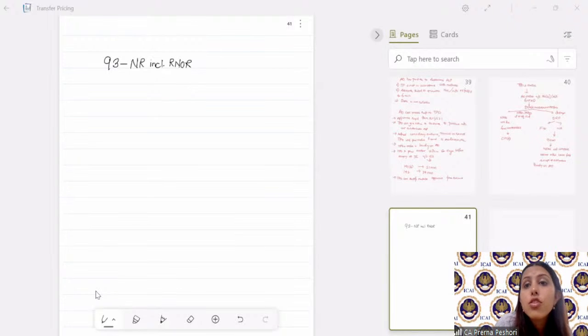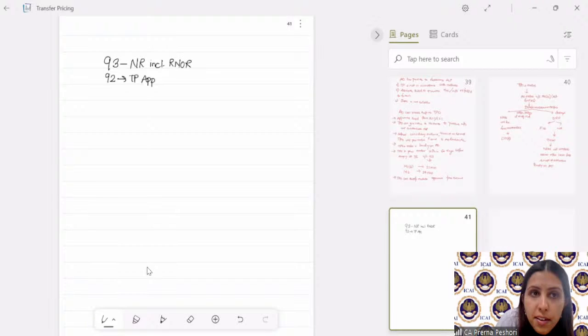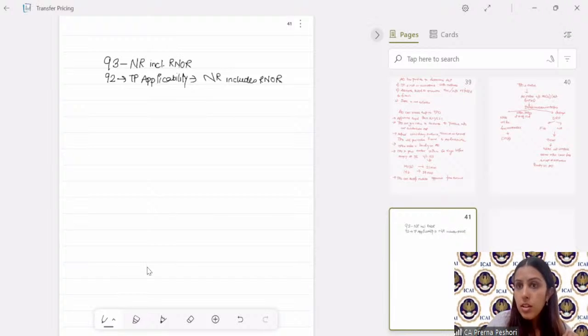There are other sections also where NR includes RNOR. One other section is section 92, which is your transfer pricing applicability chapter. There also, remember, NR includes RNOR. So even when there is a transaction with an RNOR, in that case also transfer pricing will be applicable. Is that clear? And the third section is 168. Even under section 168, the term non-resident includes RNOR. What is 168? That is regarding the executors. Is that clear? But most importantly, it's 92 and 93.